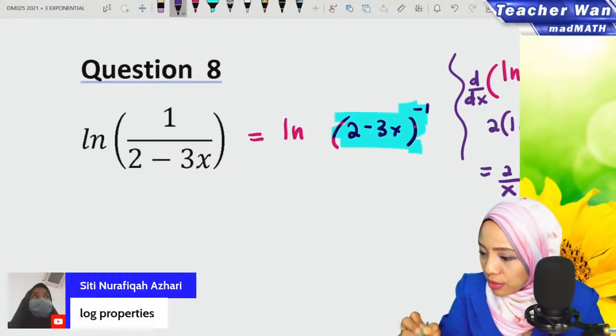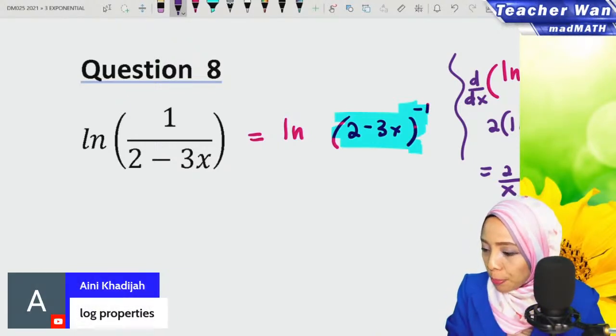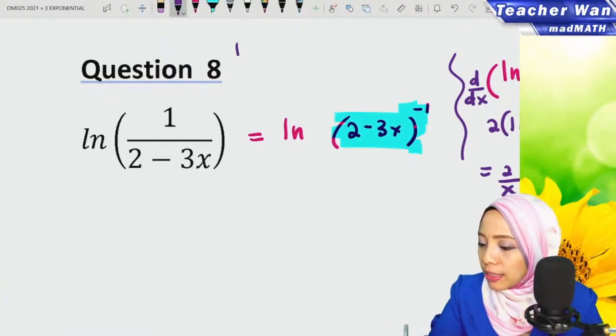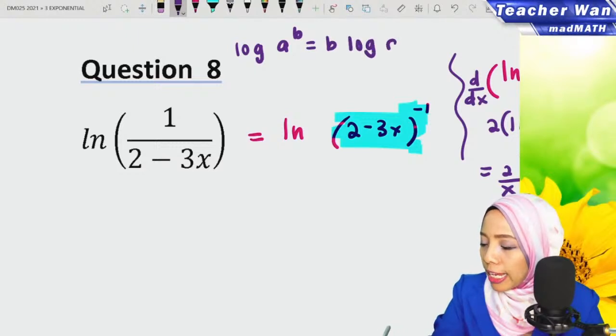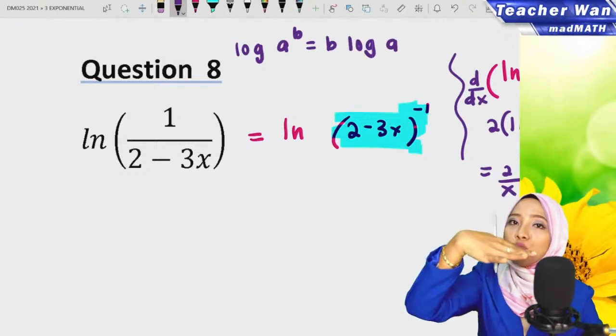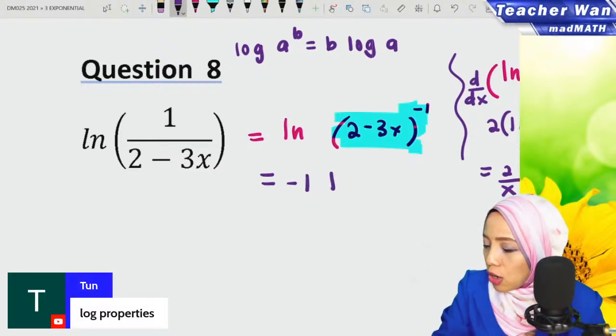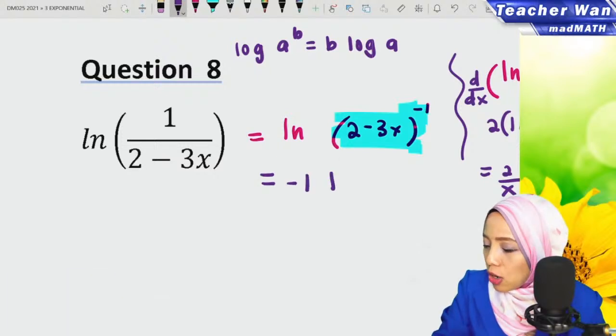Okay, so now log properties. So log properties say what? Log A to the power of B is equal to B log A. So negative 1 we are going to bring to the front. Okay, negative 1 ln 2 minus 3x.